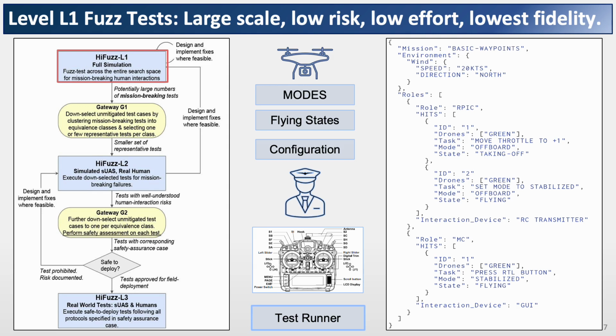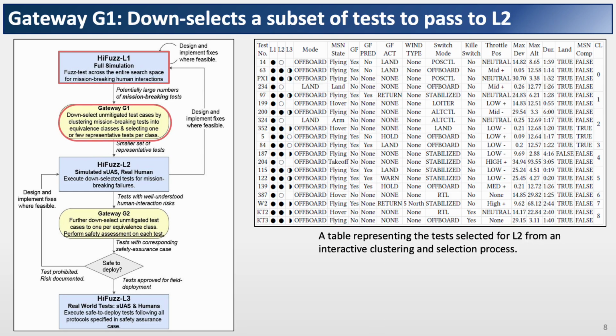Results are automatically evaluated to determine if the test passed, failed, or was untested if the drone completed its mission without the preconditions ever being met. All outcomes are then passed on to the first gateway. The first gateway down-selects a subset of tests to pass on to the second testing phase.